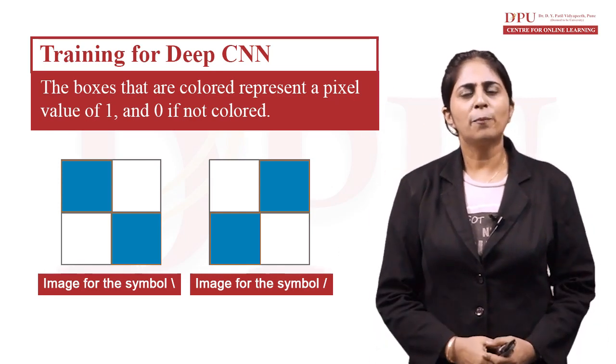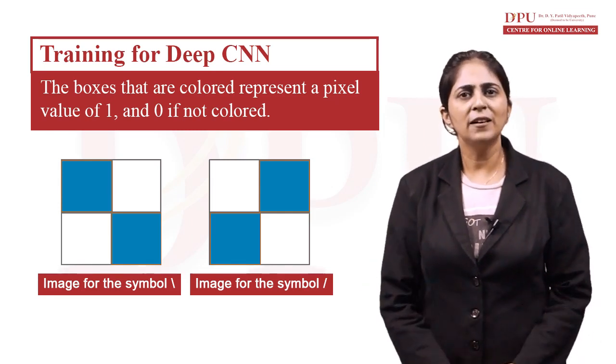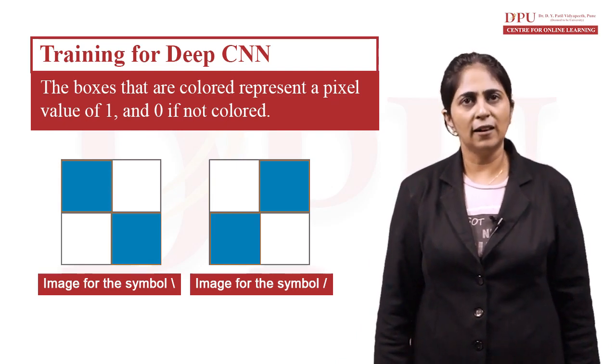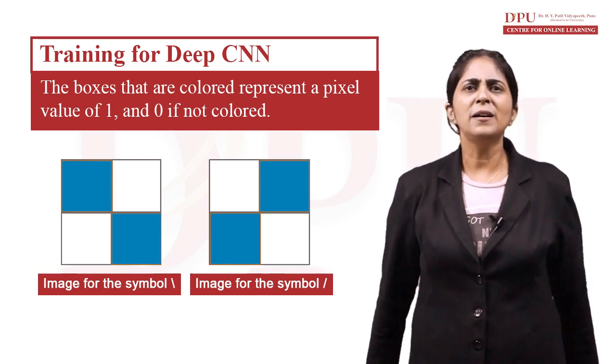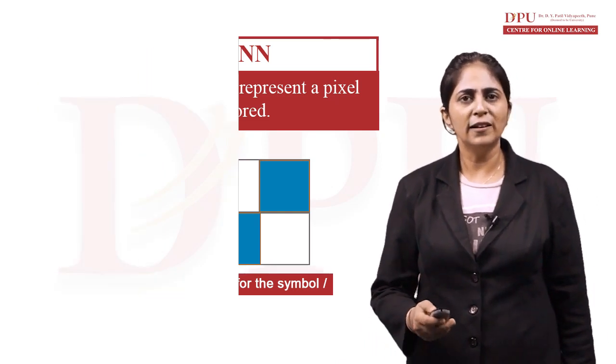So if we want the backward slash, the first image will appear. If we want the forward slash, the second image will appear. So this is the basic idea of how we can train our deep convolutional neural network.